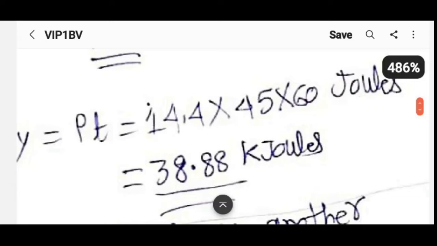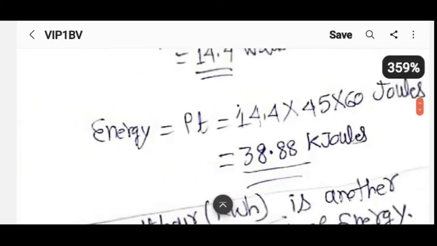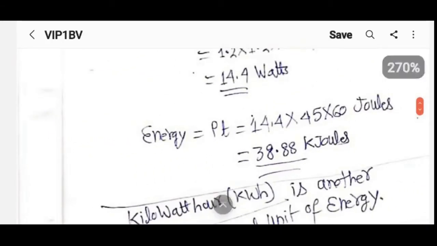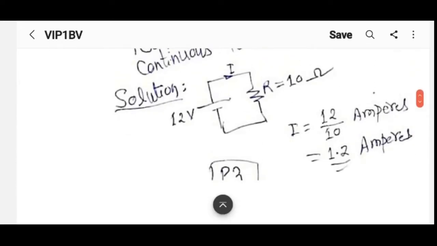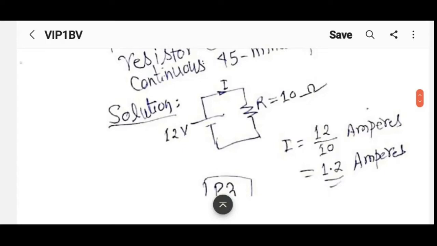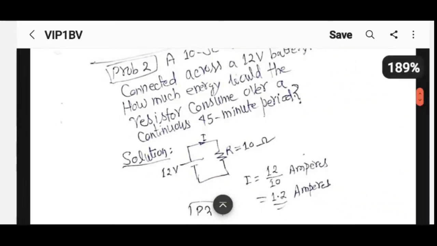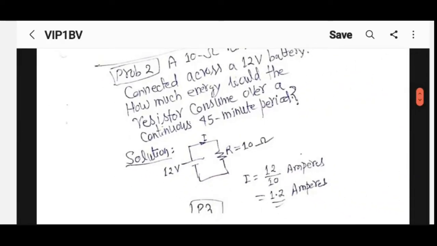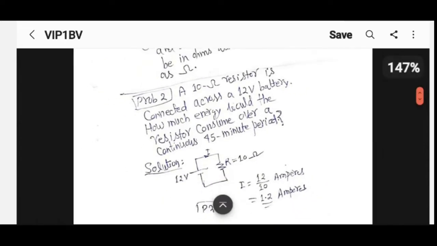Hopefully, there is no mistake in my calculations. So the answer turns out to be 38.88 kilojoules. That's the answer. These are the kind of things in real life you will have to deal with all the time. Simple calculations, but you should be able to do them quickly.